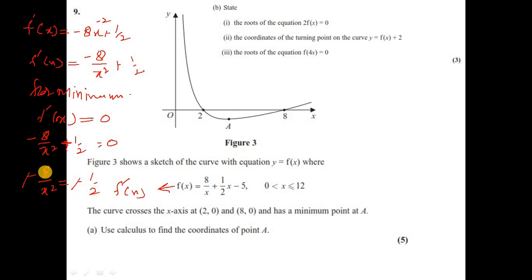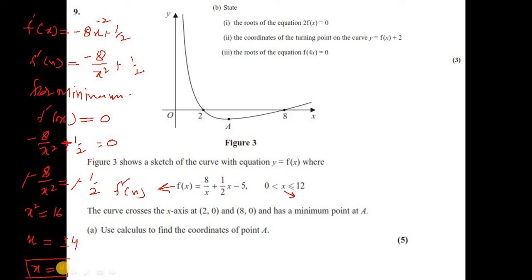2 times 8 is 16, so x squared is equal to 16. When you take the root to find x, you get plus or minus 4. But in the given condition, x cannot be negative, it's just between 0 and 12, so you ignore negative 4, so x is equal to just 4. So this is the x coordinate, 4.